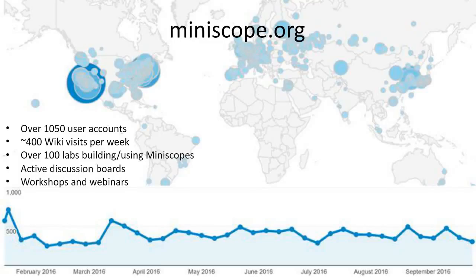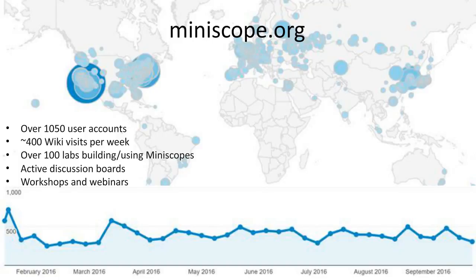So finally, a little bit more about our miniscope.org website. This slide is a little bit old. We have over 1,500 user accounts. We have hundreds of visits to our wiki site every week. There's over 150 labs that are building the microscopes. We know because we have access to who is ordering the various parts, and so that's our estimate that about 150 labs are building the microscopes, and we hear from them quite frequently.